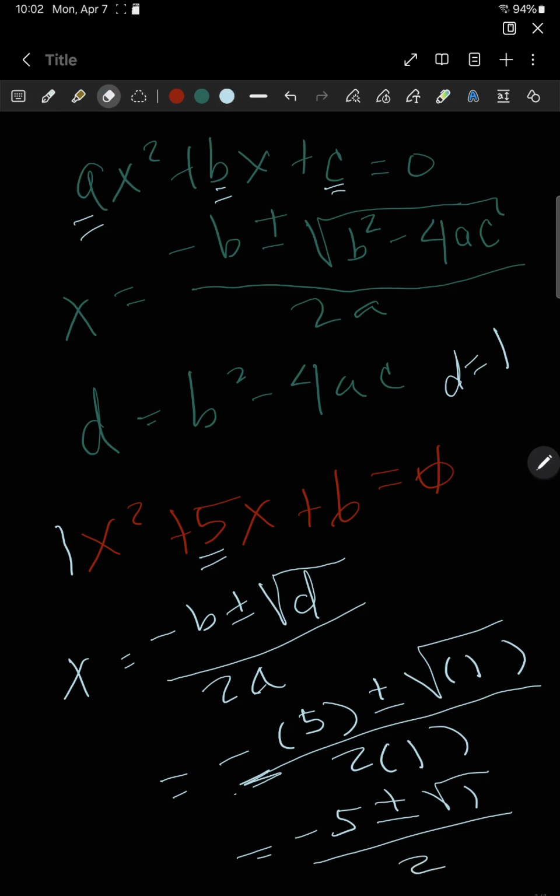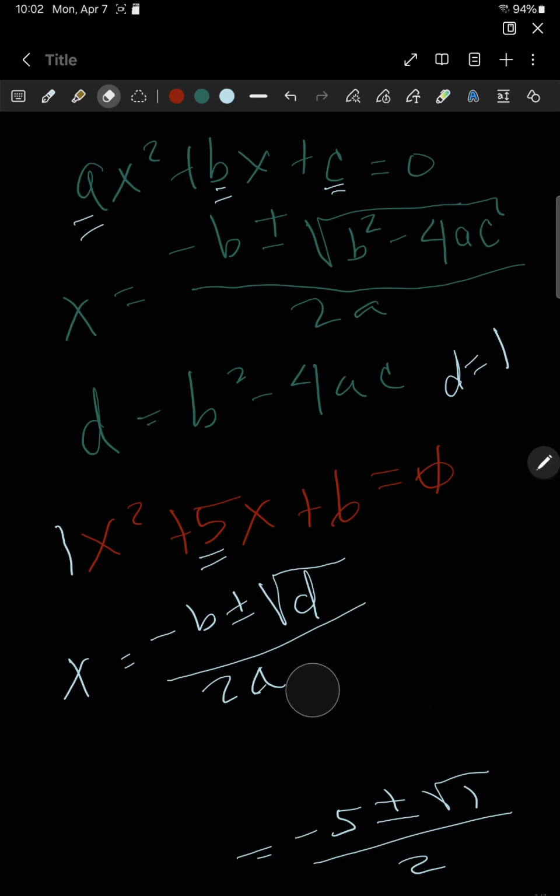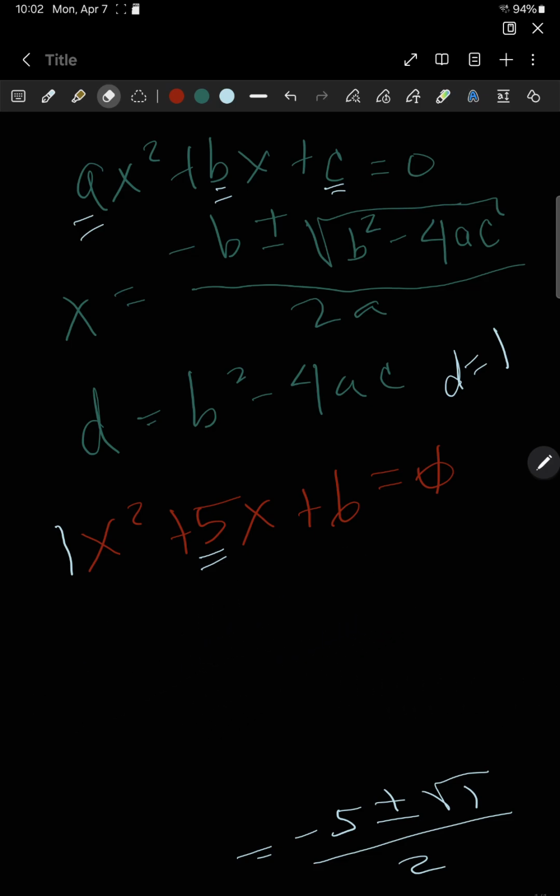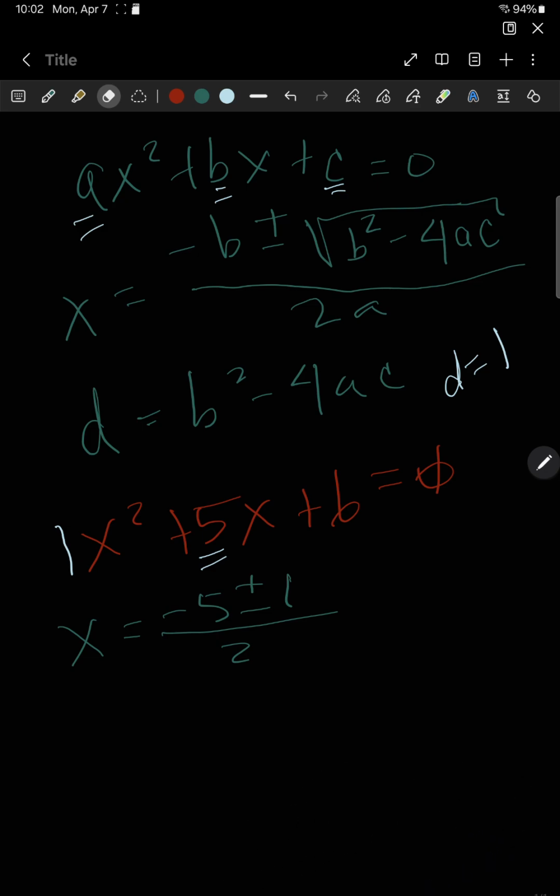Need to clear up some more space. We already did this part, so I'm going to clear it up. And now we have two answers here. Well, let me write it again. We have x equals negative 5 plus or minus the square root of 1, which is 1, divided by 2. And this gives us two answers because of the plus or minus. One for the plus and one for the minus.